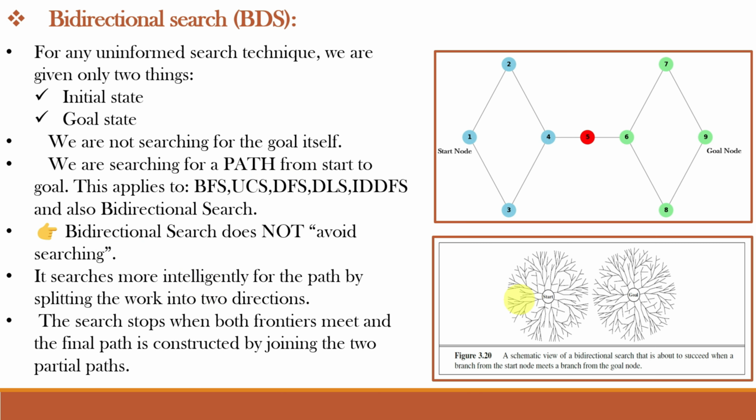Instead of searching only from the start side, it searches from both the sides. One search starts from the start state or initial state and the other starts from the goal state. Both searches move towards each other and the search stops when they meet at a common node. So bidirectional search reduces the work by splitting the search into two directions, and when both the searches meet, the path is found. And the final path is constructed by joining the two partial paths.